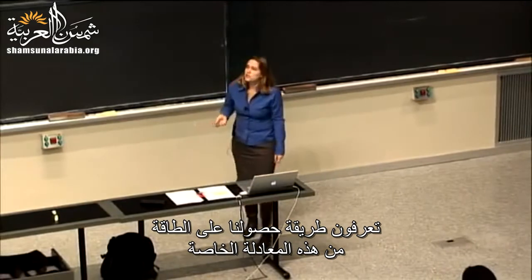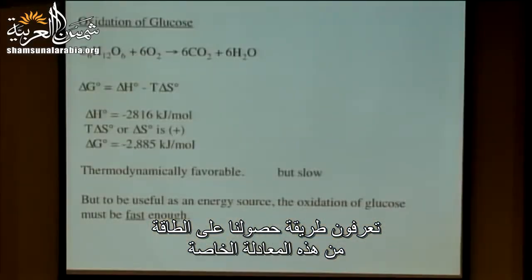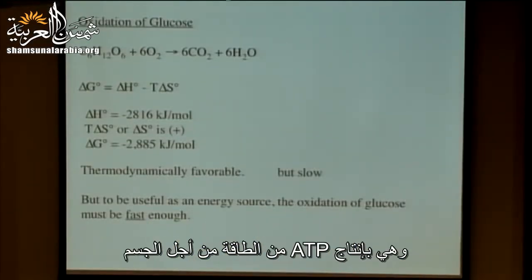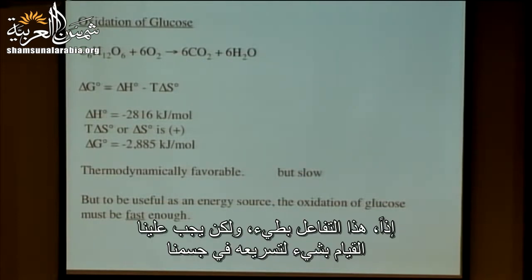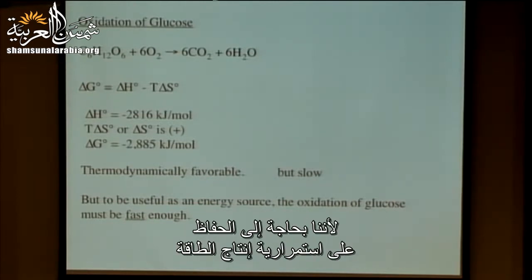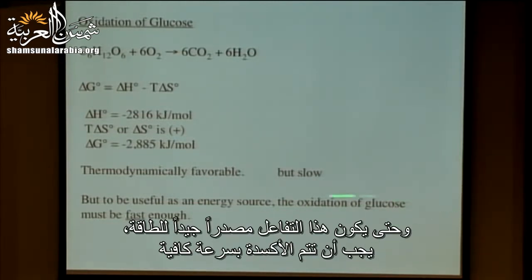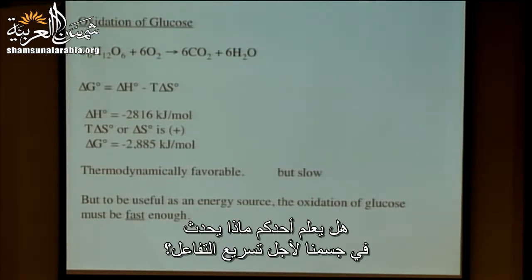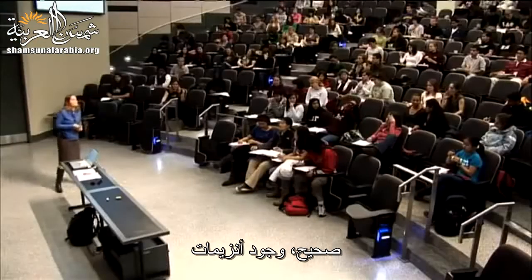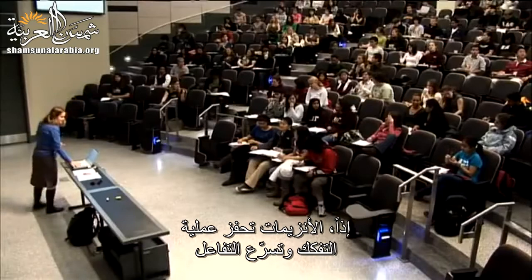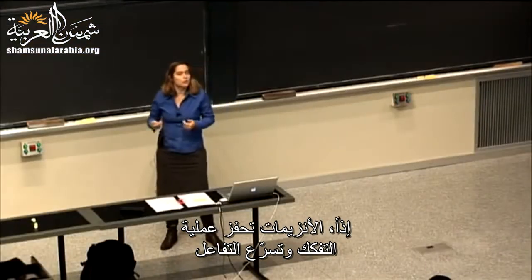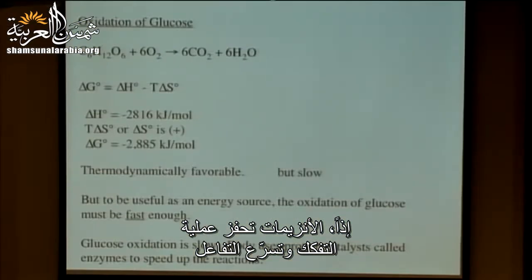So you know for this particular reaction, this is how we get energy. We make ATP as energy for the body. So it's slow, but in the body we have to do something about that because we need energy to keep going. And so to be a useful energy source, the oxidation must be fast enough. So does anyone know in the body what happens to make that reaction faster? Enzymes, right. So enzymes are catalysts, and they will speed up the reaction.